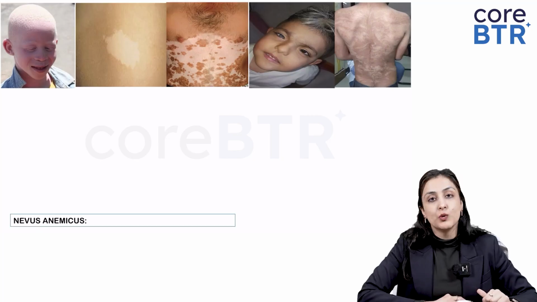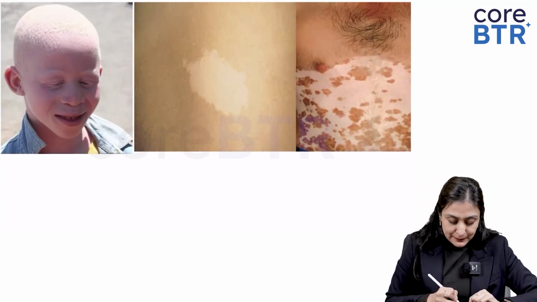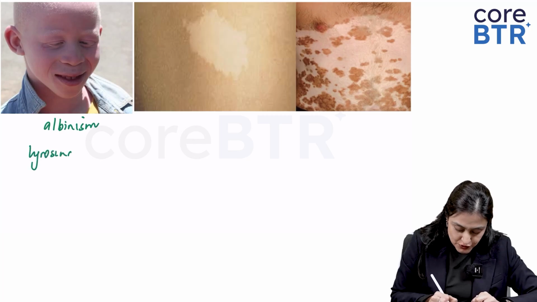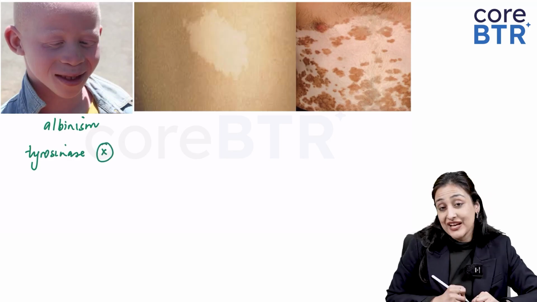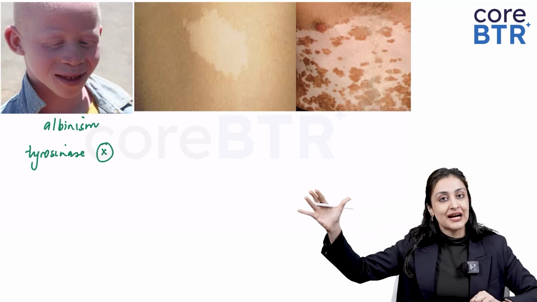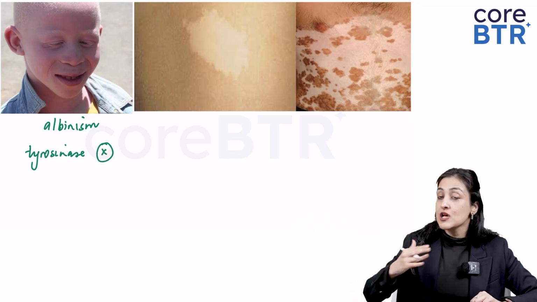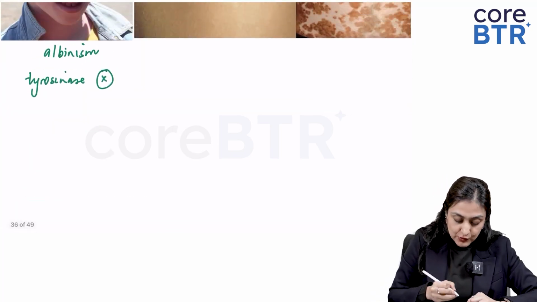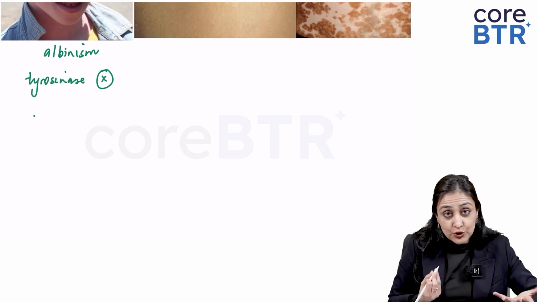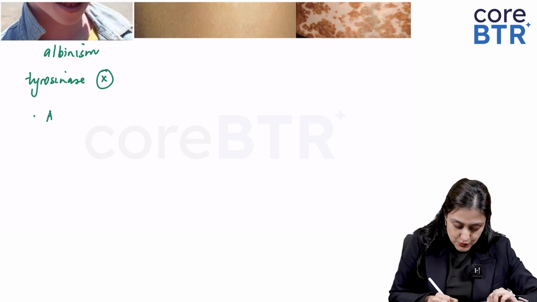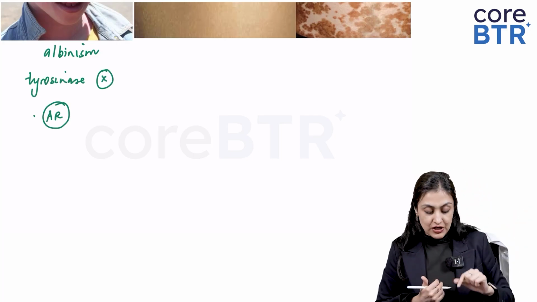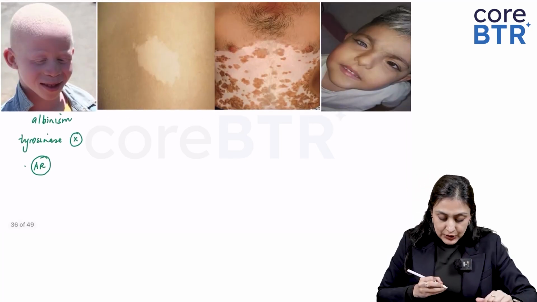Let's talk about hypopigmentation now. So look at this complete absence of pigment. This is albinism. What went wrong here? The melanin pigment was not formed because there was no tyrosinase. Tyrosine to melanin. Remember, in biochemistry we'll do this. No tyrosinase, no melanin, right? So this is albinism. You will remember that this is oculocutaneous albinism, and the inheritance is commonly autosomal recessive. So no melanin.